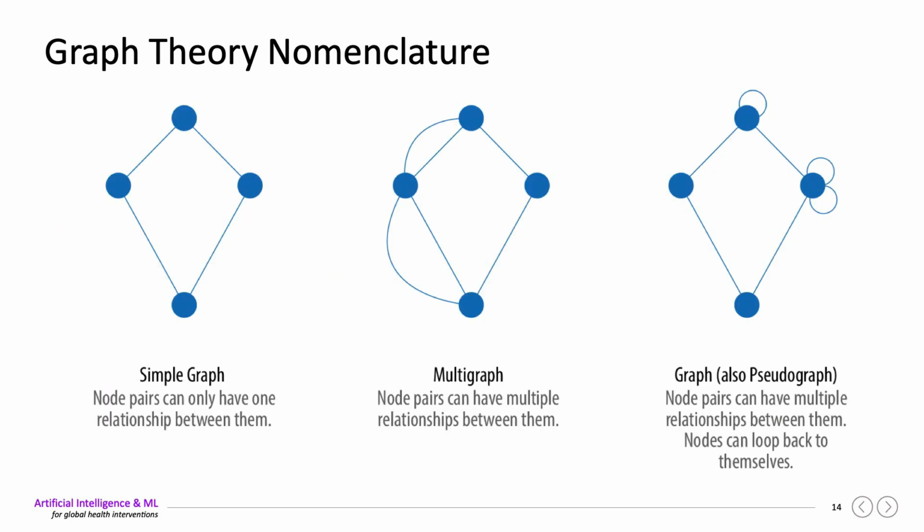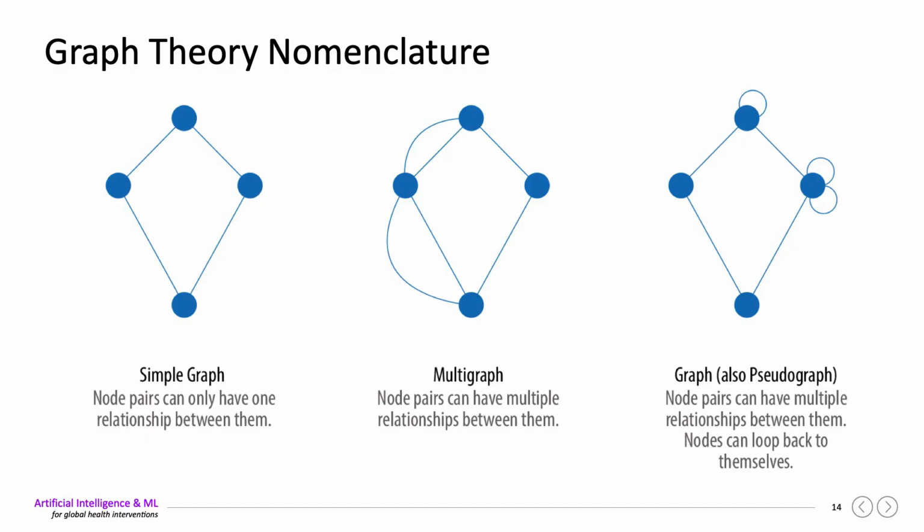Here we contrast 3 structural categories. A simple graph is one where any pair of nodes can have only one relationship, or edge, between them. A multigraph allows node pairs to have multiple relationships between them, so 2 nodes can be connected by several parallel edges. And a graph, sometimes called a pseudograph, allows multiple relationships between node pairs, and also allows nodes to loop back to themselves with self-edges. These distinctions matter in practice. A patient similarity network might be a simple graph, while a knowledge graph relating drugs, diseases, and genes, through many relationship types, is naturally a multigraph.